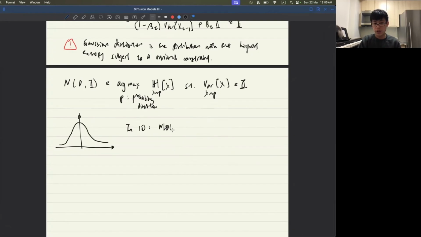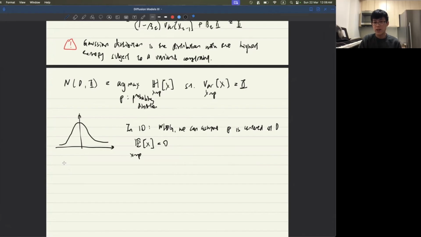Without loss of generality, we can assume the probability distribution P is centered at 0. In other words, the expectation of x, where x is sampled from P, should be equal to 0. This is really because the entropy and the variance do not care about the center of the distribution. You can translate your probability distribution and the variance will be the same. The entropy is also the same because the entropy is a function of the probability density at each point, irrespective of its location. So we can just assume that the distribution is centered at 0.